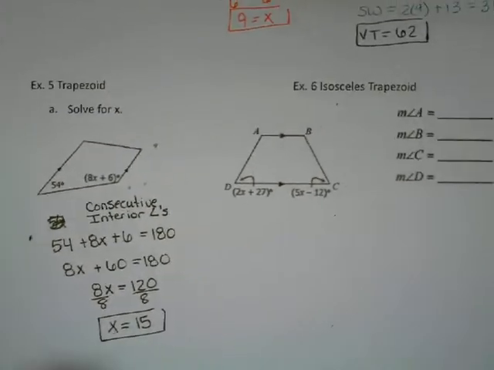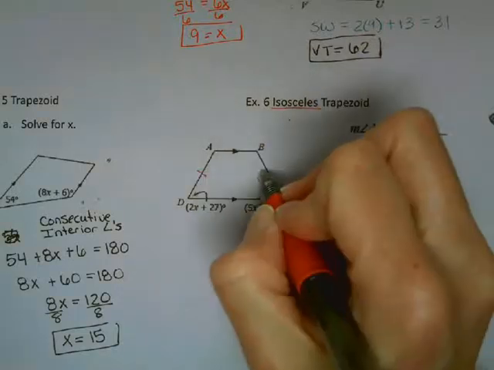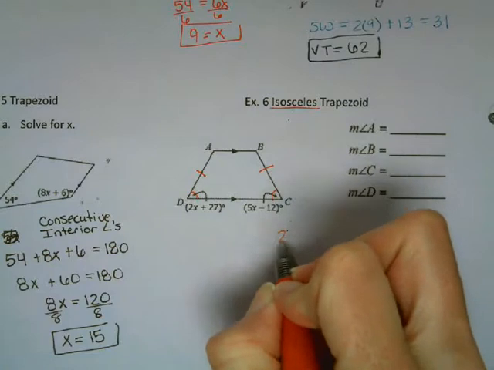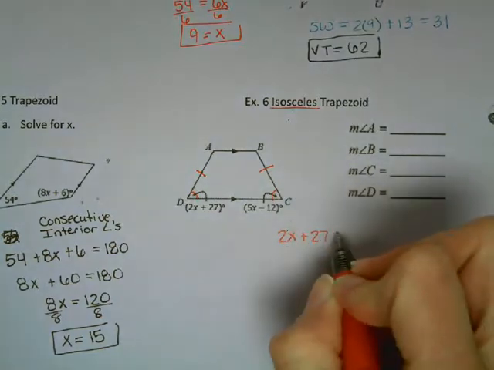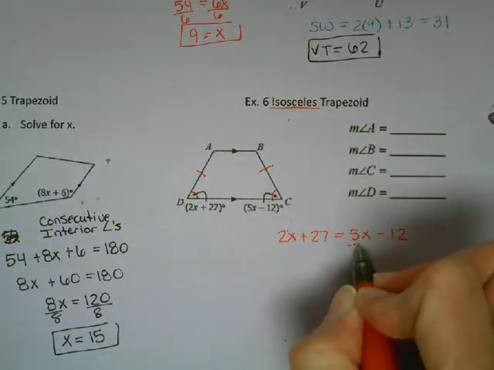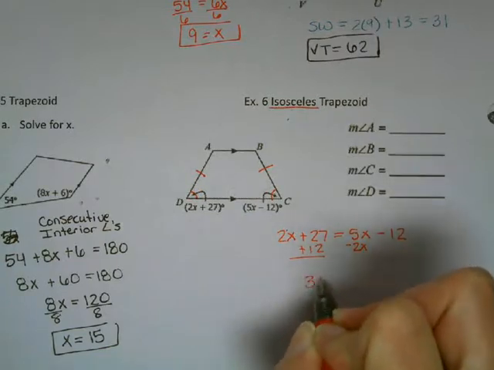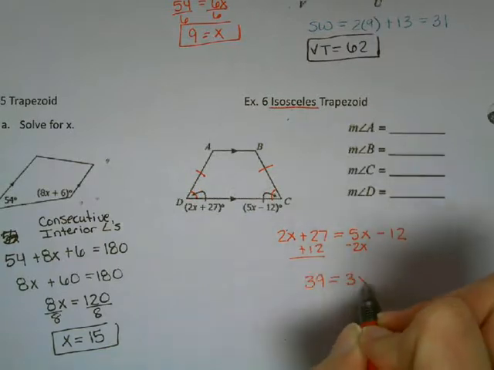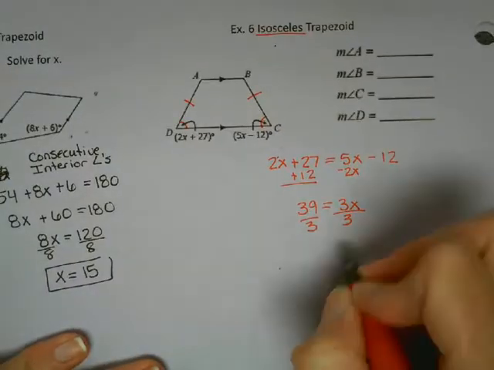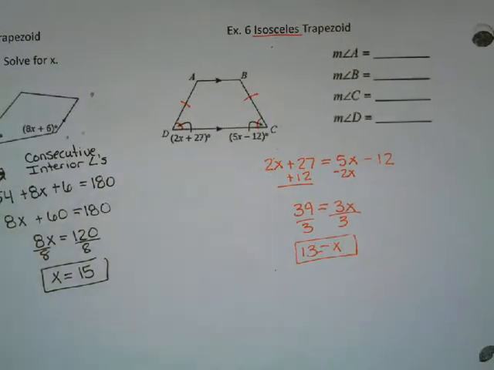In an isosceles trapezoid, we know that isosceles means these legs are congruent. It also means these base angles are congruent. Let's say I subtract my 2x. I'm going to add the 12. And divide. So I get x equals 13.